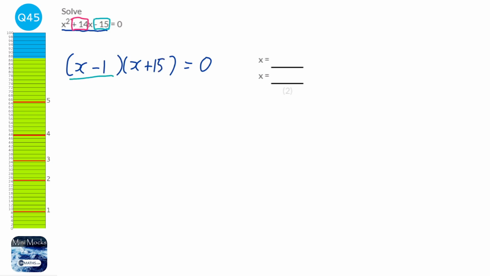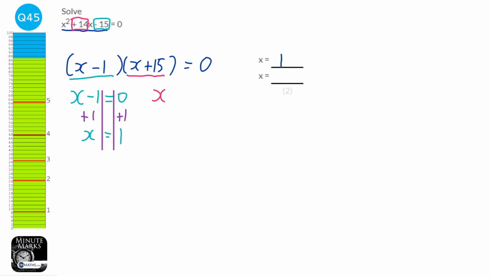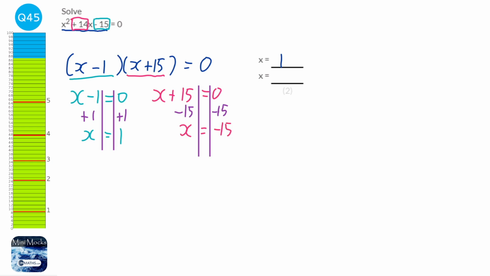We get the left-hand bracket equal to 0. And we solve. So we're going to add 1 to both sides to get x on its own. So x equals 1. So that's one of our solutions. We do exactly the same thing to the other bracket. Get it equal to 0. So we're going to solve it. So we're going to subtract 15 from both sides. And we get x equals minus 15. So that's our other solution.